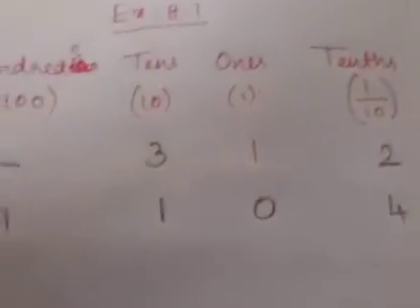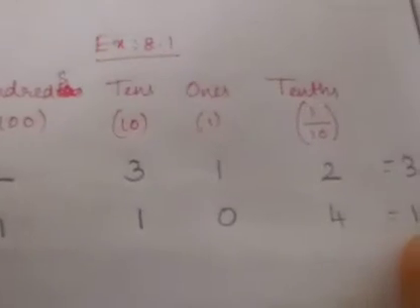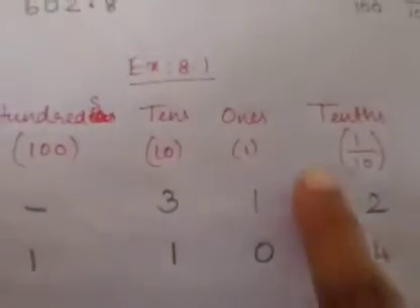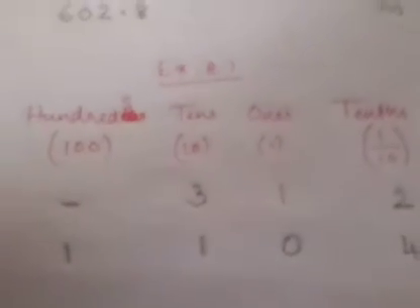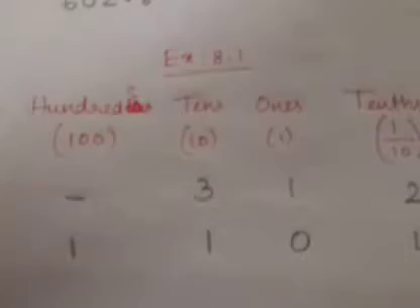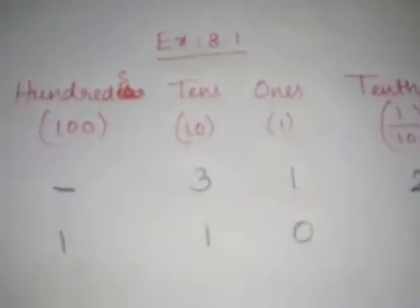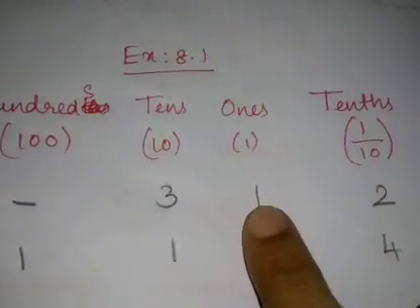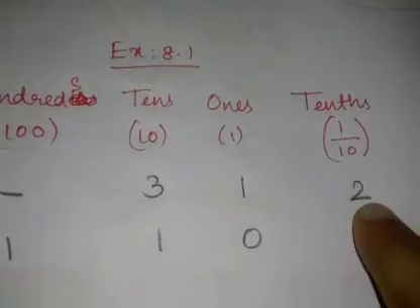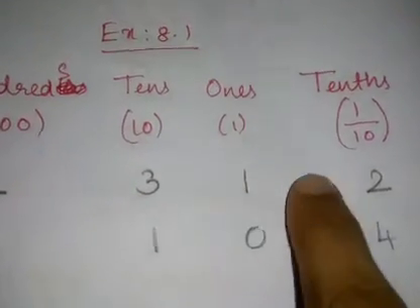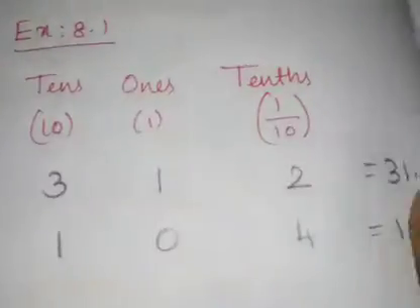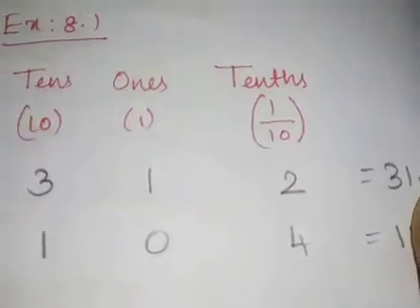See, for that I have given you the same thing. You should write in that box. Okay, in the first question, tens, it is given only 3. How many tens are there? 3 tens are there. Then how many ones are there? Only 1 one is there. How many tenths are there? 2 tenths are there. So 31.2. Because tenth should come after the decimal point, right?